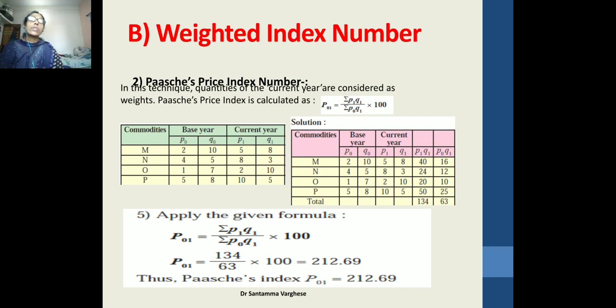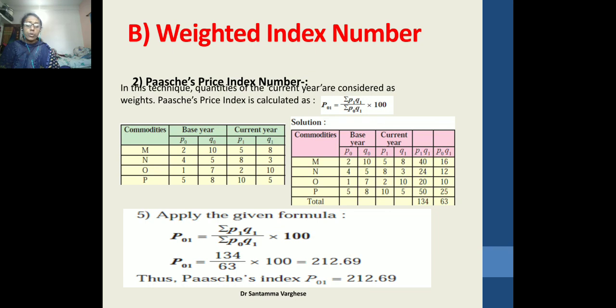अभी शेड्यूल देखो आप, इसमें M, N, O, P कमोडिटीज दिया है. बेस ईयर में P0 Q0. बेस ईयर में देखो प्राइस कितना है? 2, 4, 1, 5. क्वांटिटी 10, 5, 7, 8. अभी करंट ईयर का प्राइस 5, 8, 2, 10 और क्वांटिटी 8, 3, 10, 5. अभी शेड्यूल सॉल्यूशन बनाने. सॉल्यूशन करते टाइम आपको ध्यान क्या रखना है? वेरी इजी है. पहले जैसा ही कैलकुलेट करना है.